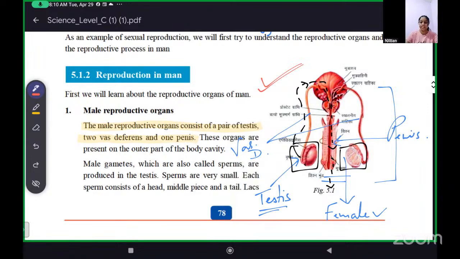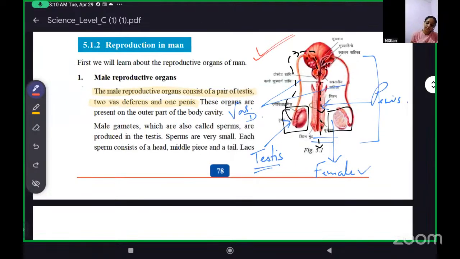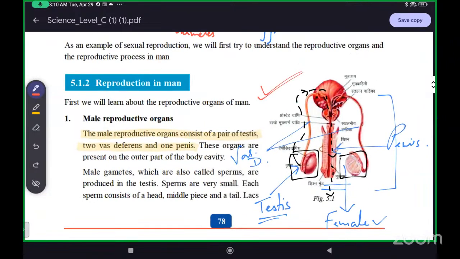All right. Then, the three main components that we have about the male reproductive organs, or the male reproductive system, are the testis, then the vas deferens, and the penis, the three main organs.